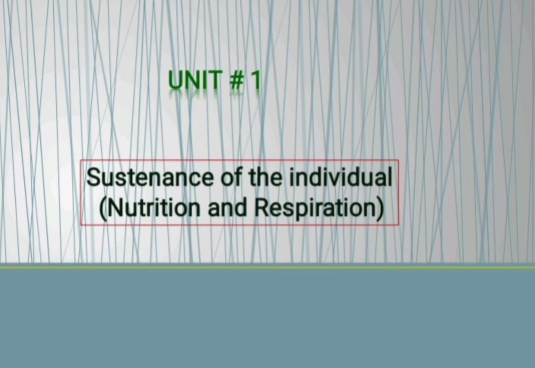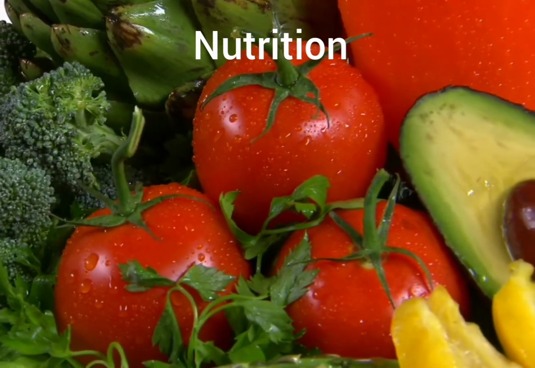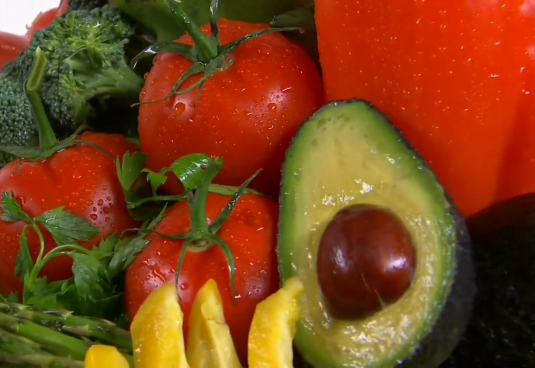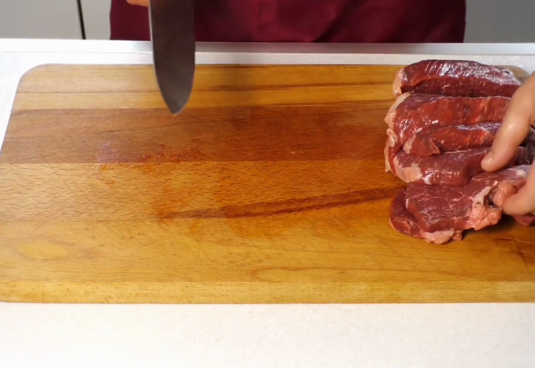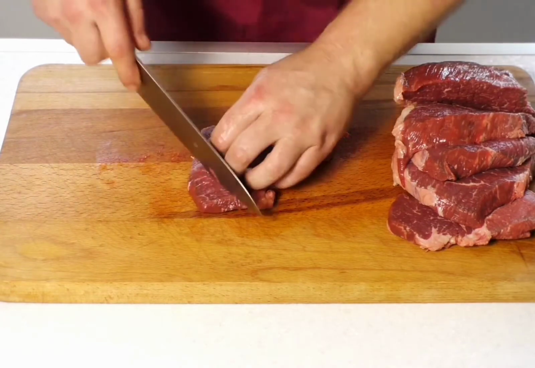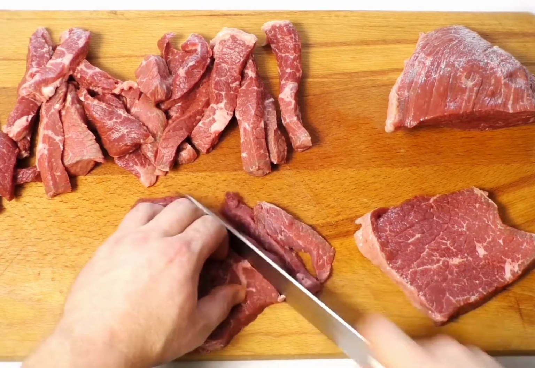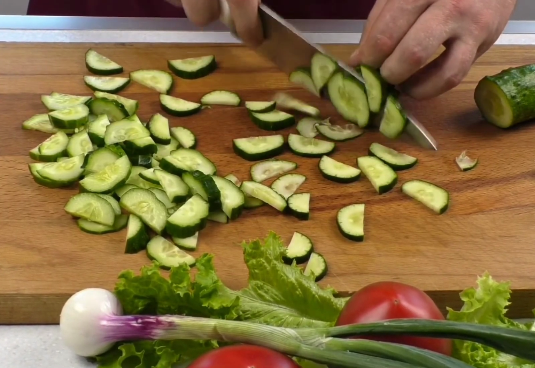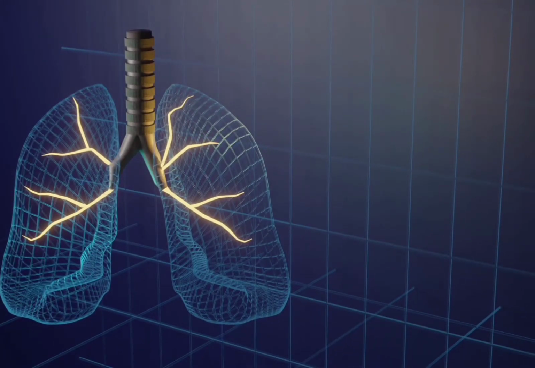Chapter number 1, Sustenance of the Individual, Nutrition and Respiration. Nutrition is the life process that provides energy to living organisms to stay alive. And food is a substance from which an organism derives its energy as well as materials for growth and maintenance. The process of eating the right kind of food is known as nutrition. All life processes require energy. Respiration is also a life process.